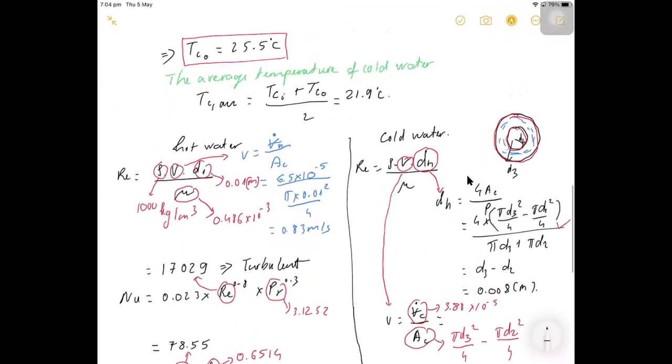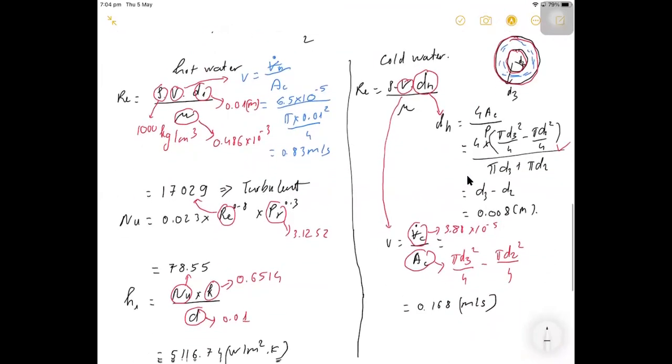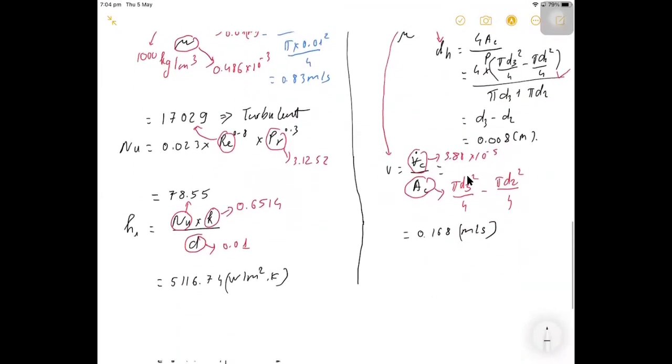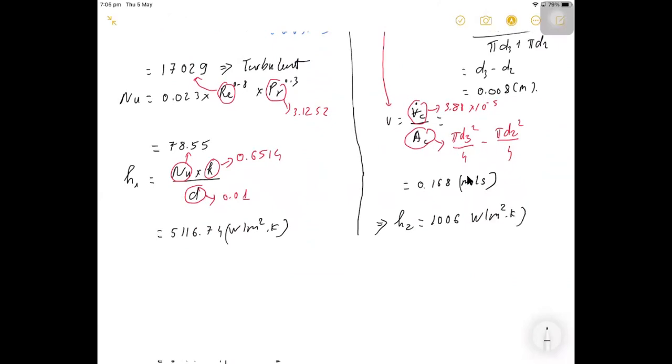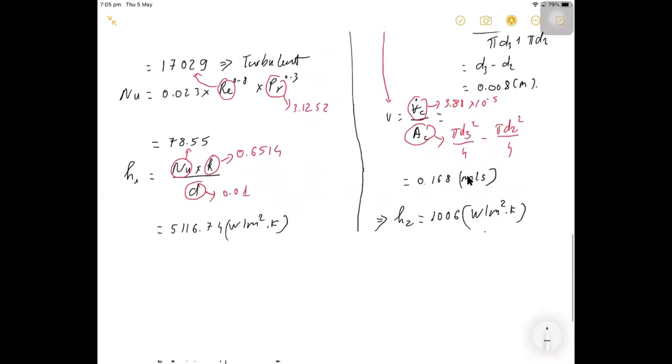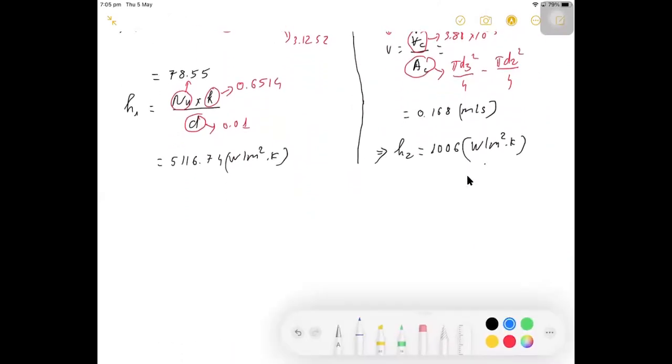Okay, so based on this one, you can find the Reynolds number. And when you have the Reynolds number, you can find the Nusselt number. From the Nusselt number, you find S2. It's similar to S1. Okay, so we can try to do it by yourself. I will give the result, 1006 watt per meter square Kelvin. Okay, so now is the last step.